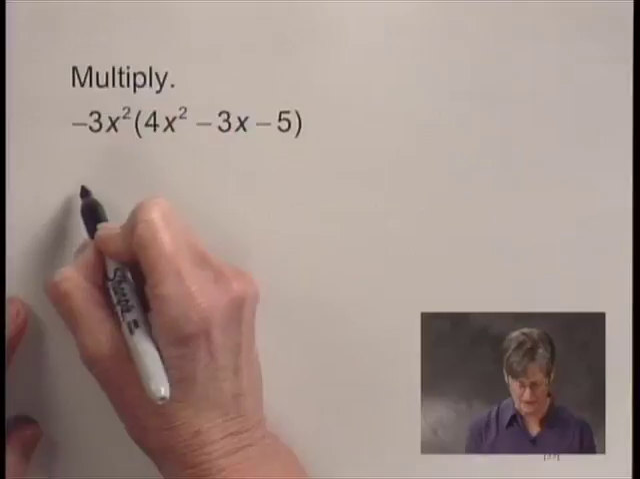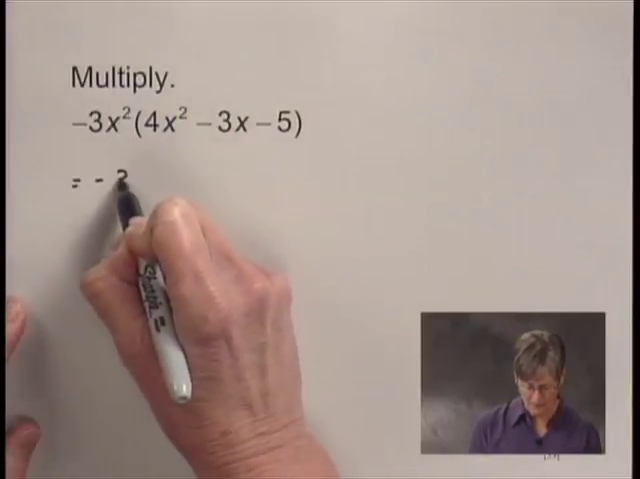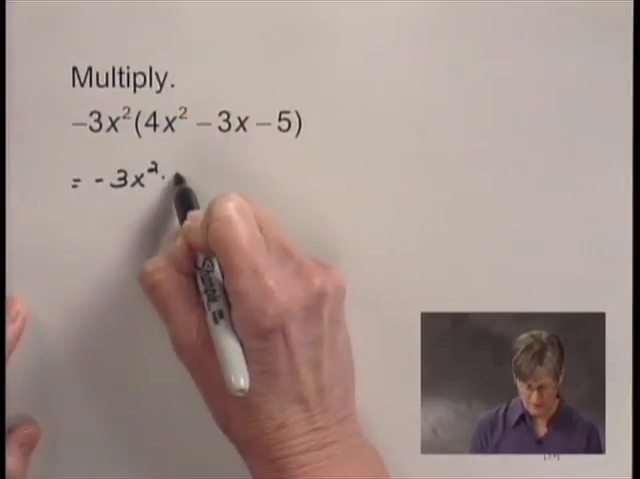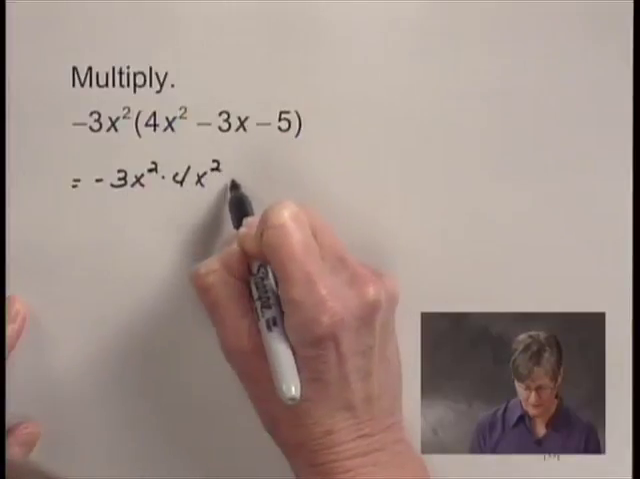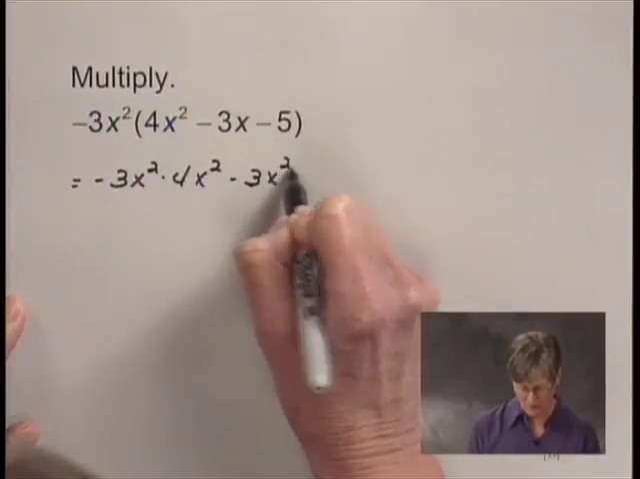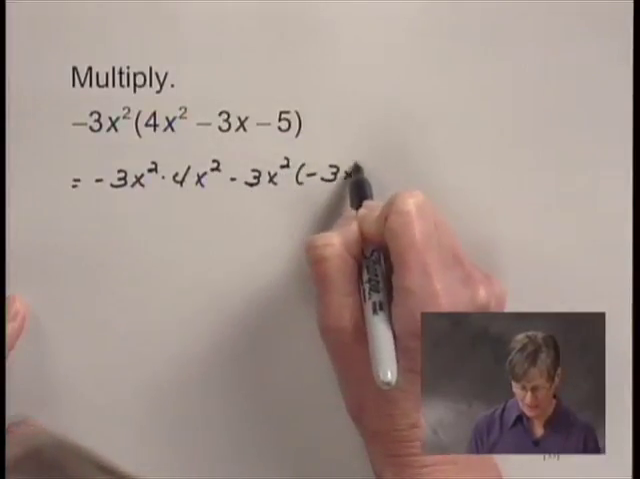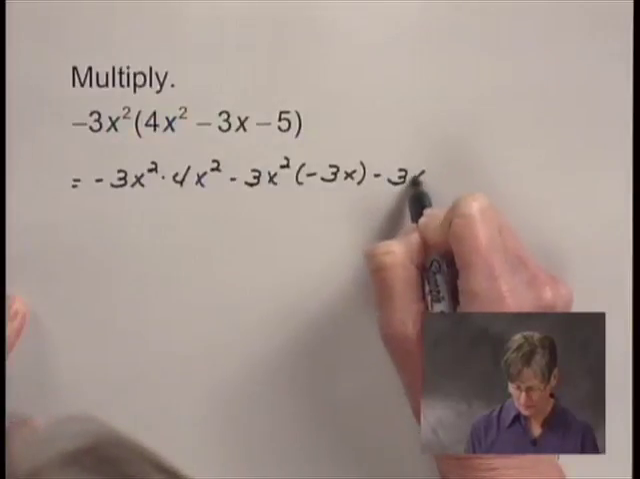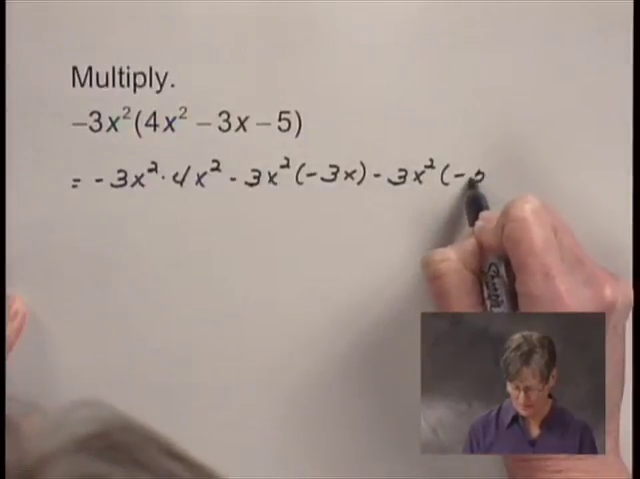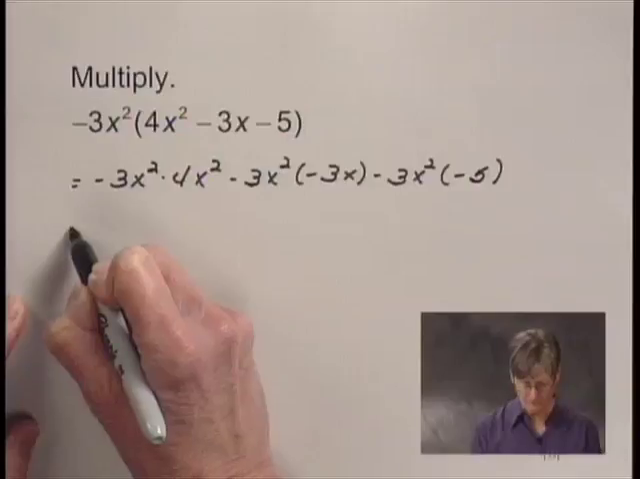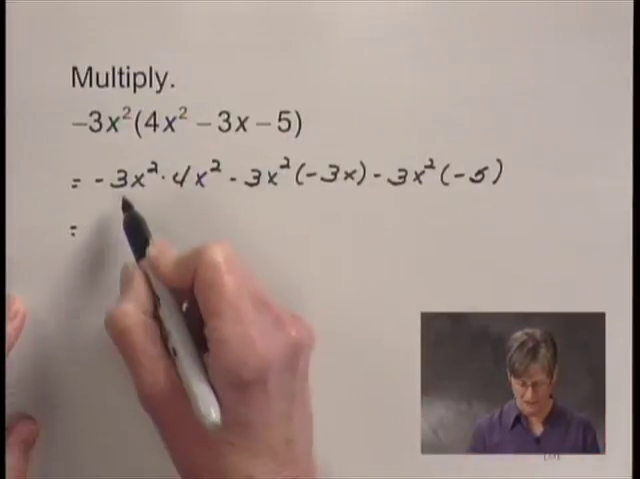terms inside the parentheses. So I'd have negative 3x squared times 4x squared minus negative 3x squared times negative 3x minus 3x squared times negative 5. And now we'll just carry out each of these multiplications.